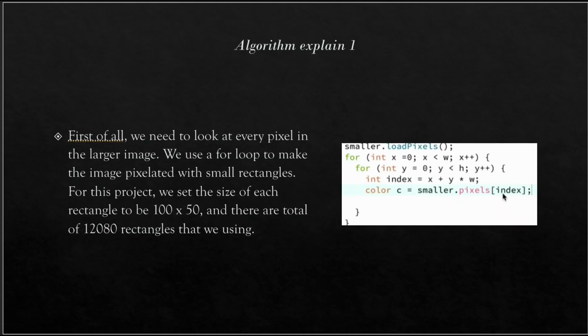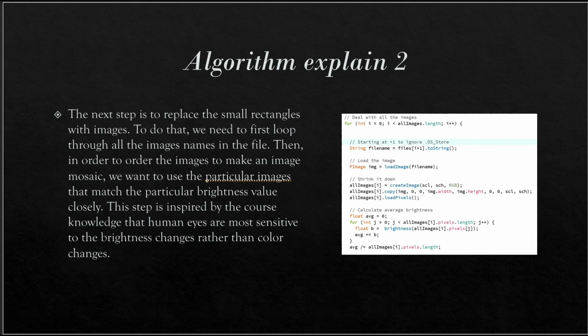In terms of coding, the most important issue we needed to figure out is in what way we arrange the images so that they will create the image mosaic style. First of all, we need to look at every pixel in the larger image. We use a for loop to make the image pixelated with small rectangles. For this project, we set the size of each rectangle to be 100 times 50, and there are a total of around 12,000 rectangles that we're using.